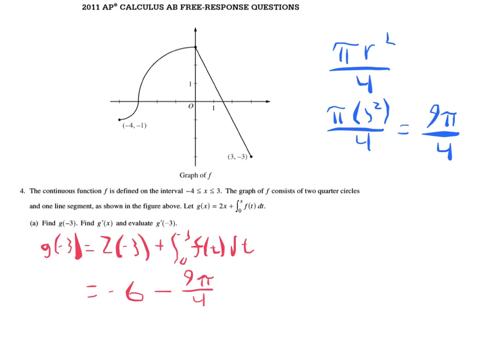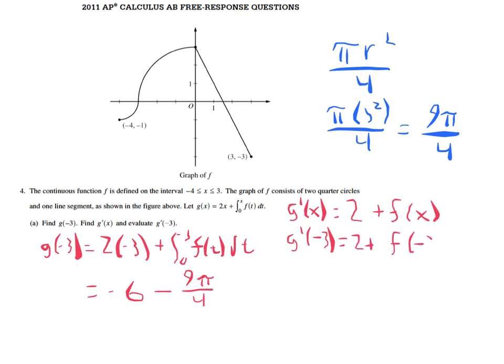Then we want to find g prime of x. Well, g prime of x, g of x is a sum of two different things. So we just need to differentiate each of those things separately. The derivative of 2x is just 2, and then the derivative of the antiderivative is just the original function. So then this is going to be plus f of x. And that's just sort of the fundamental theorem of calculus there. Derivatives and antiderivatives undo each other.